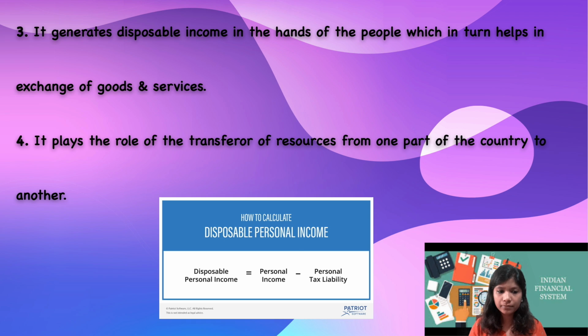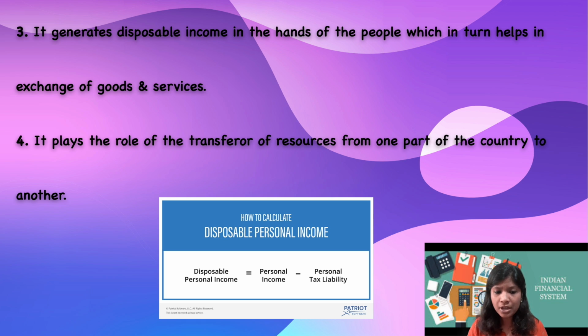Third point, it generates disposable income in the hands of the people, which in turn helps in the exchange of goods and services. Let's say a person is earning 50,000 rupees of salary, then definitely you are taxable under the Indian law. Your employer is going to deduct tax from your salary. After paying taxes, whatever salary remains in your hand is called disposable income.